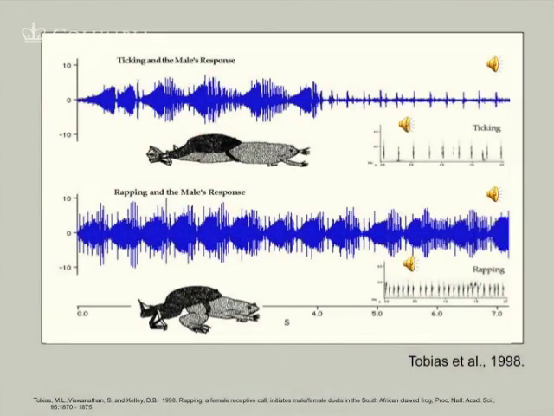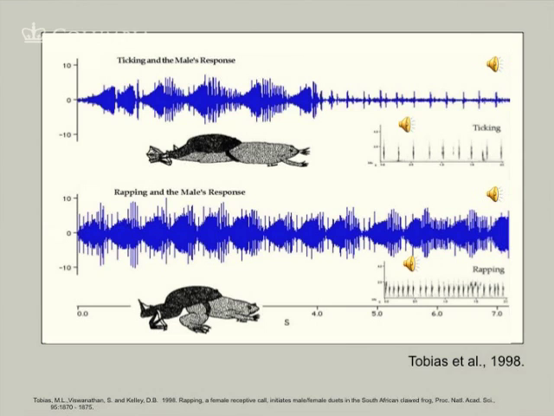So what we discovered by going to Africa was not only a new call that females made, not just ticking, which you knew before, but also a new social interaction. So here's ticking, which is the female call that we had studied before. And here's the call that we first heard in a female where she couldn't find a male when she was about to lay her eggs. And we call this call rapping.